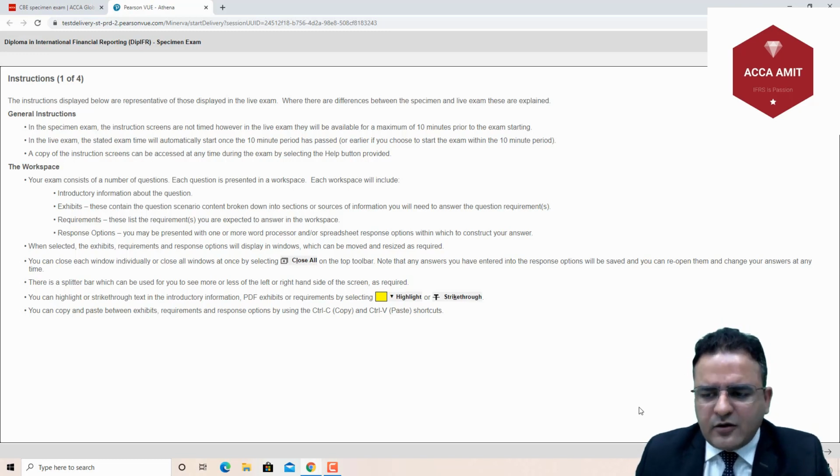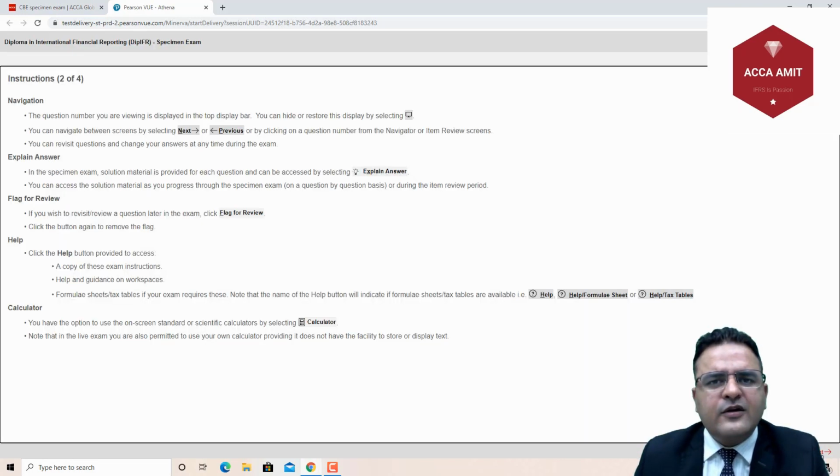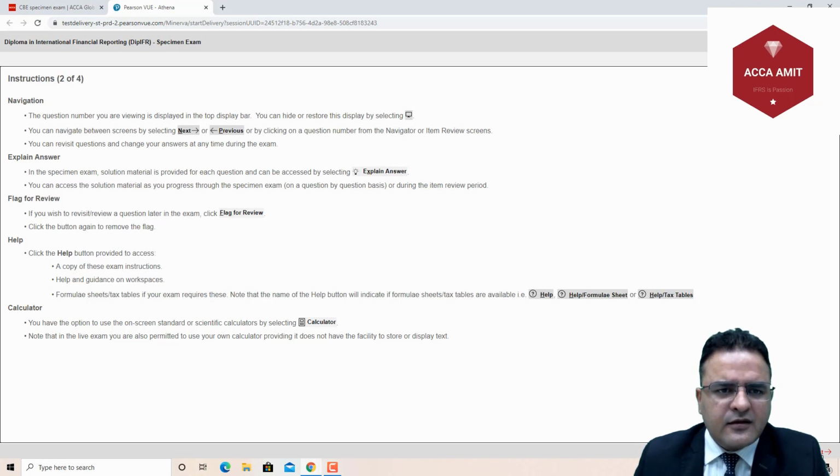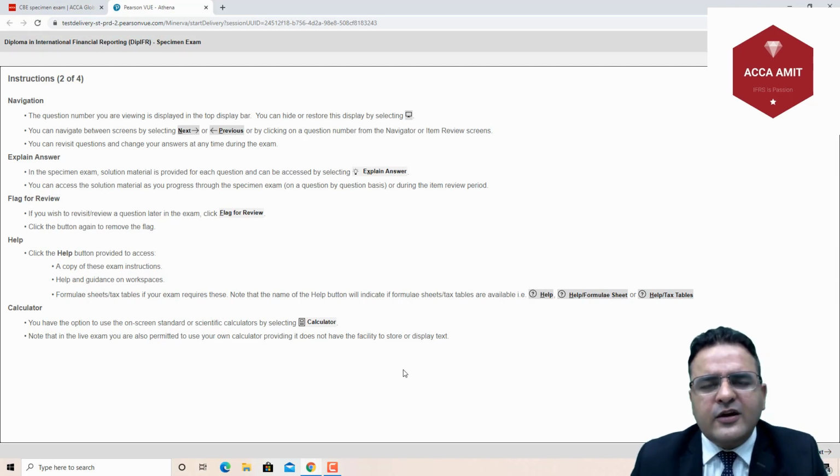So we'll have a look at a balance sheet question and how to perform calculations in it. We have the option of a scratch pad. We are given a calculator. We can flag for review any question which we wish to come back to. Before submitting, we can see what all we have done, and then we can finally submit the examination. We can navigate between questions.